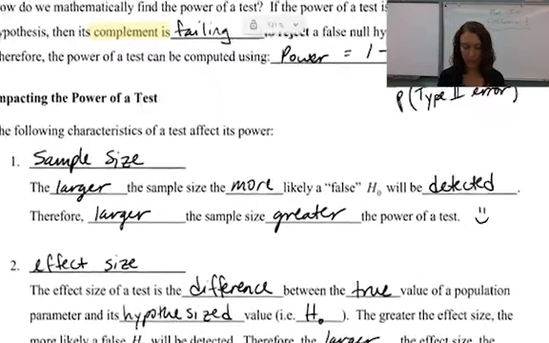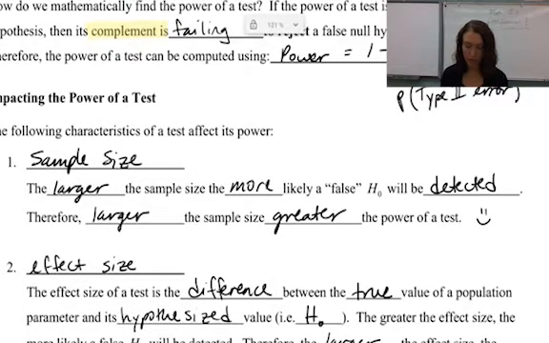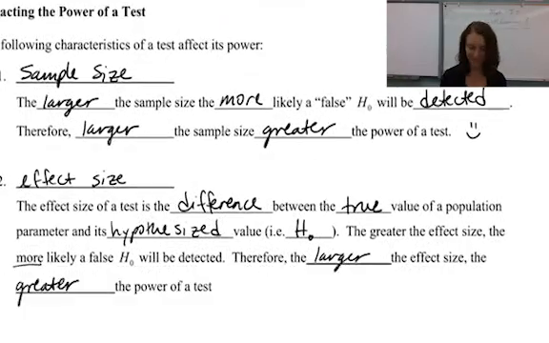I can increase the sample size. So the larger the sample size, the more likely a false H0 will be detected. Therefore, the larger the sample size, the greater the power of a test. So having a larger sample size is always a good idea.